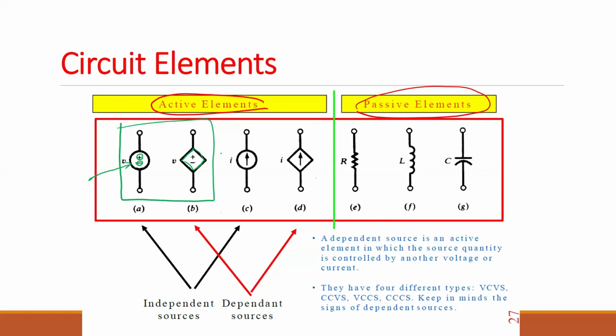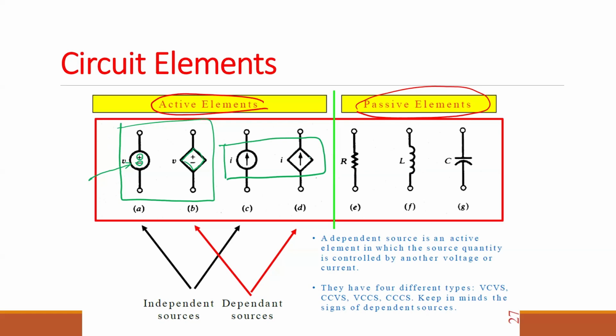We will do questions, then you will get familiarized with this one. And these elements here, which are arrows, those are the current sources. Again, current sources can be either independent or dependent. So whenever you have a circle, it is independent.